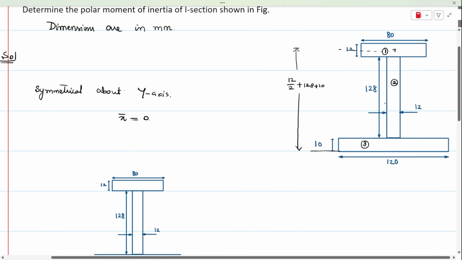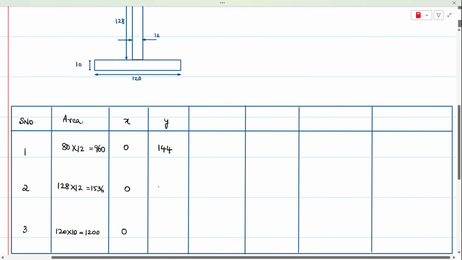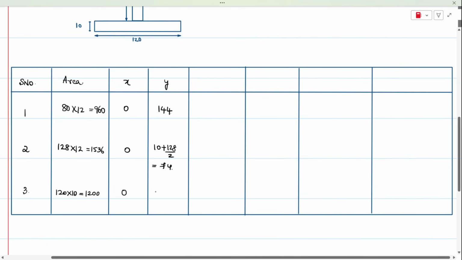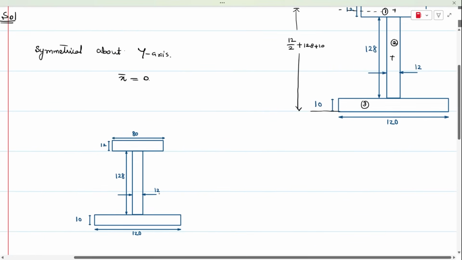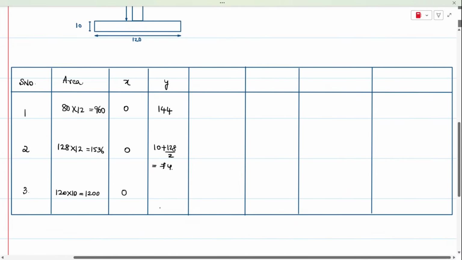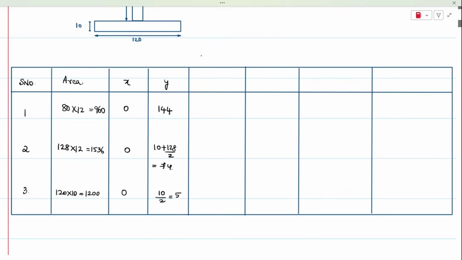Next is area number 2. For area number 2, it would be 10 plus 128 by 2, which is 74. Same way, for area number 3, the bottom rectangle, it would be 10 by 2 straight away, that is 5. Now next is the computation of moment of inertia.